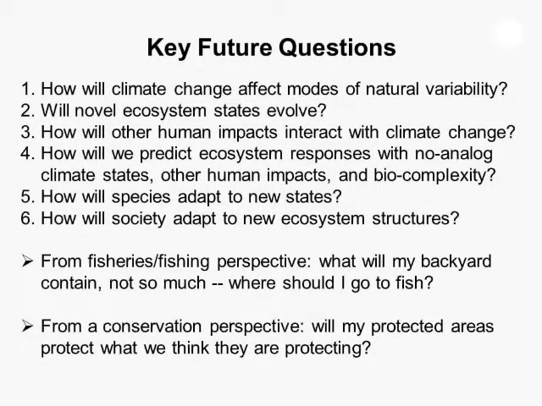How will other human impacts interact with climate change? In other words, coastal development, fisheries, pollution. All of these things have an impact as well. There's complexity there. And how are we going to predict ecosystem responses with what we call no analog climate states? And will species adapt to these states? And then, of course, how are we going to adapt to the new ecosystem structure?